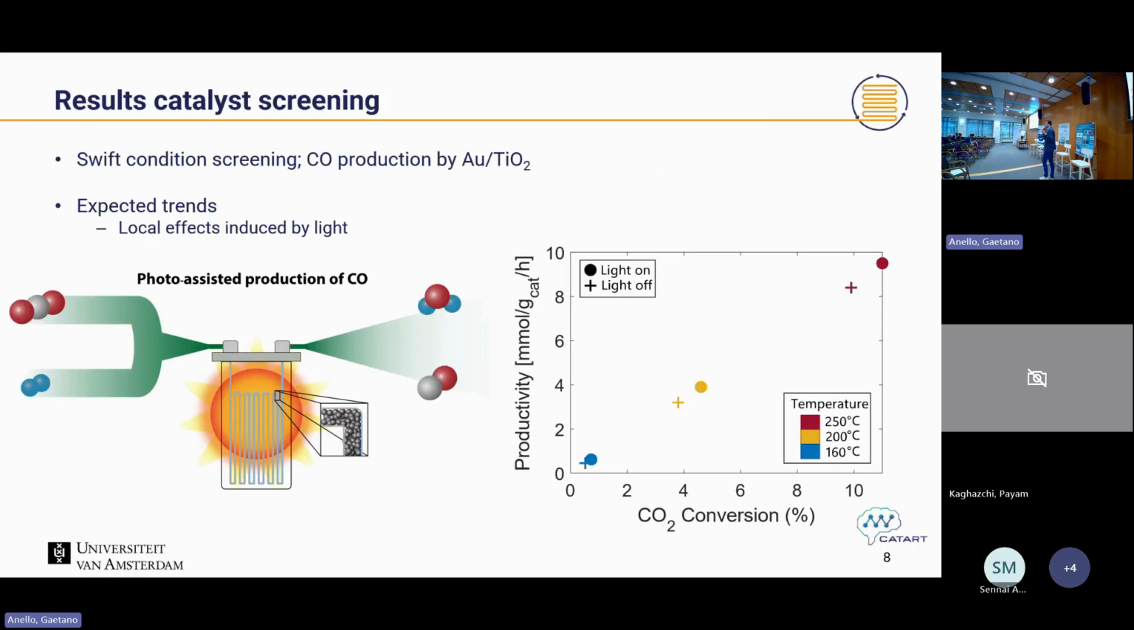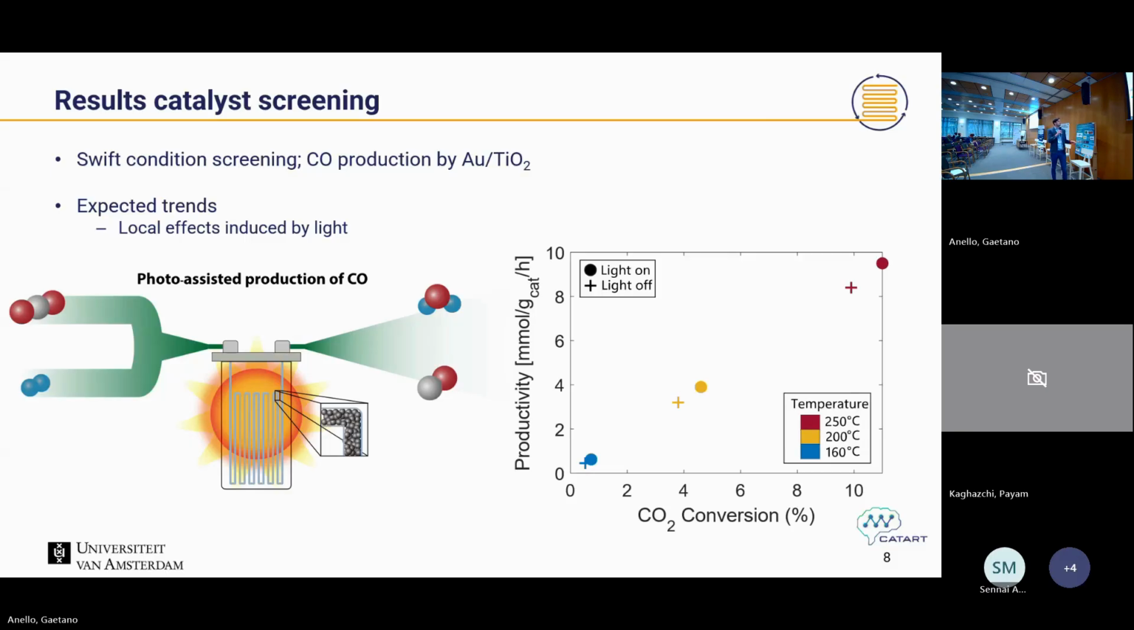So far on the development of the reactor, and then we started screening different catalysts. We found it very easy because we could just take the glass reactors, load them with catalyst, and then swap them in and out, and then start running different conditions. I want to highlight one of the catalysts, which is gold nanoparticles on titanium dioxide.